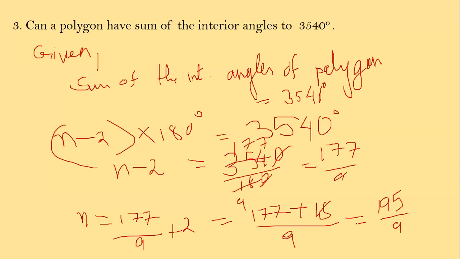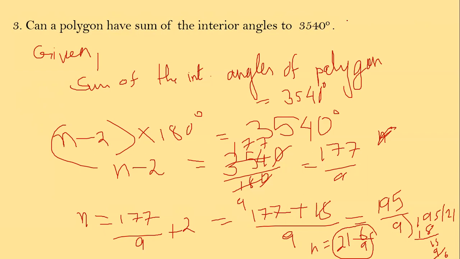Now, if we go on dividing, let's see how much it comes to. 9 twos are 18, again there is 15, 9 ones are 9, again there will be 6. So therefore, n will be equal to 21 whole number 6 by 9. Here the number of sides is coming as a fraction, but that can't be true.